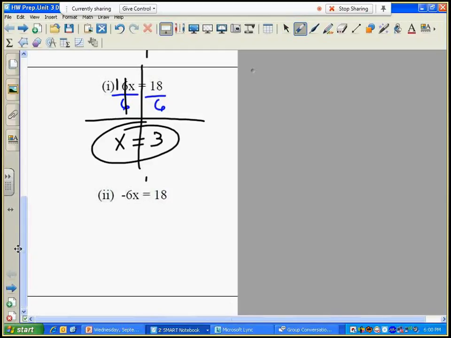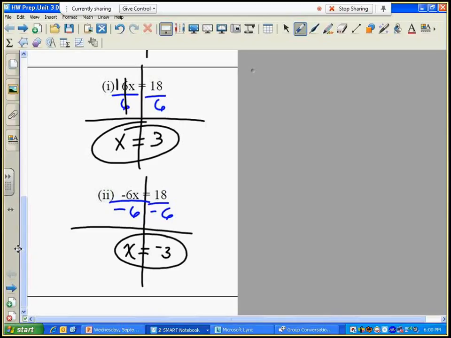On the bottom, let's do the same thing. Draw your vertical bar. You have negative 6 times x, so you want to go ahead and divide away whatever's in front of x, what we call the coefficient. So if the coefficient's negative, we divide by a negative. There's your horizontal bar. Negative 6 divided by negative 6 is a positive 1, so we get 1x. On the right side, you get a positive divided by a negative, you get negative 3.